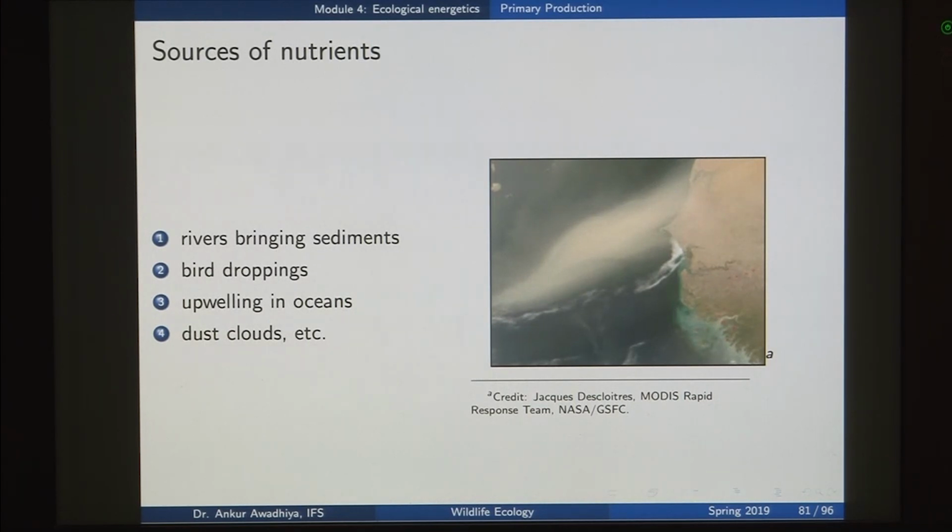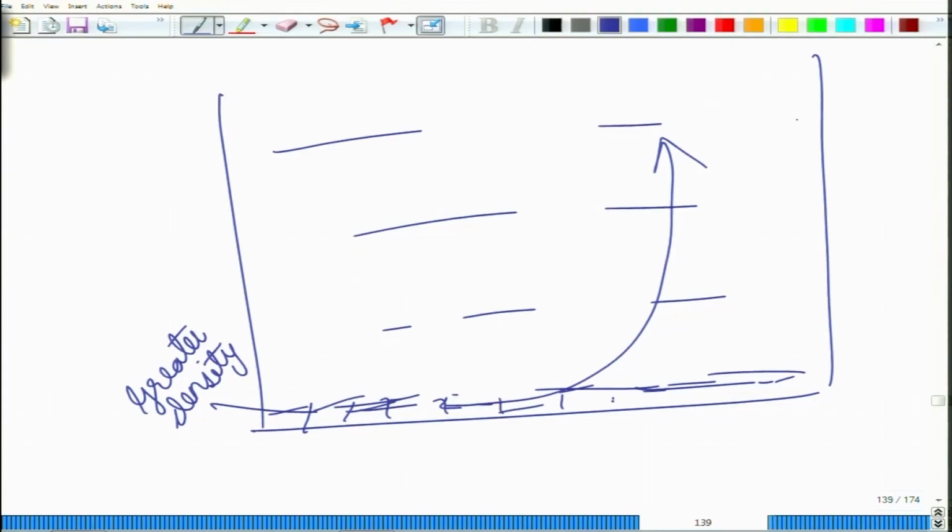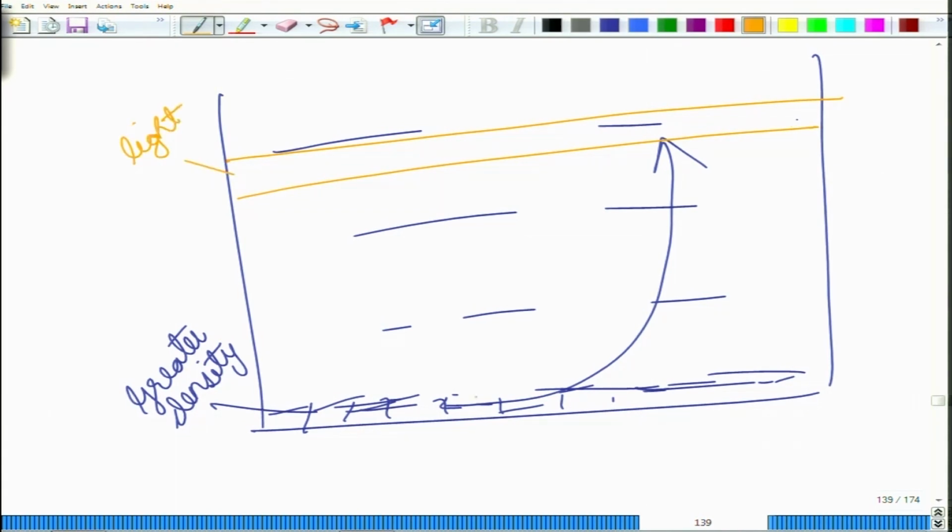Now, why was it not available to the plants at this depth? It was not available to plants because, in the case of an ocean, only this top layer is able to get light from the sun, and this bottom portion is dark. So, when it is dark, plants are not able to survive there, they are not able to use these nutrients, but only when these nutrients come up to the top and they reach this zone that is photosynthetically active. So, in that case they are able to use these nutrients.